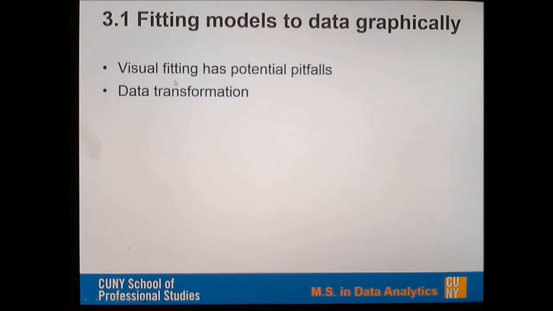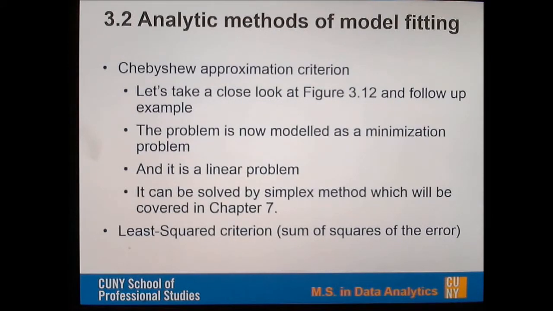Visual fitting could have potential pitfalls. We might need data transformation for fitting the data graphically. Here, the example in the textbook, in figure 3.12 and the following example, is actually later modeled as a minimization problem, and it's a linear optimization problem. We will try to solve it in chapter 7, using the simplex method, which will be explained very carefully later in chapter 7.